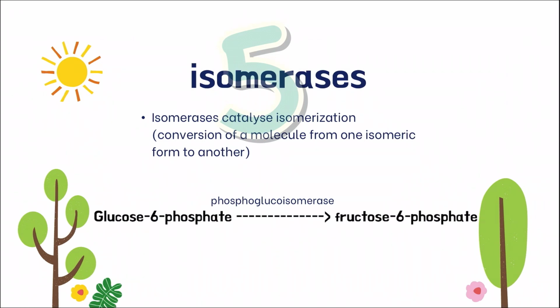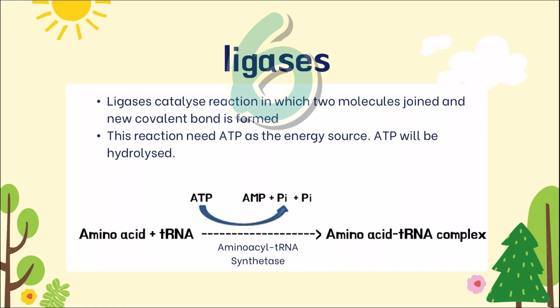Number 5, isomerases. Isomerases catalyze isomerization. Example, glucose 6-phosphate with the help of phosphoglucoisomerase will form fructose 6-phosphate.